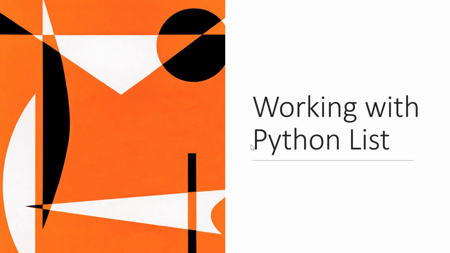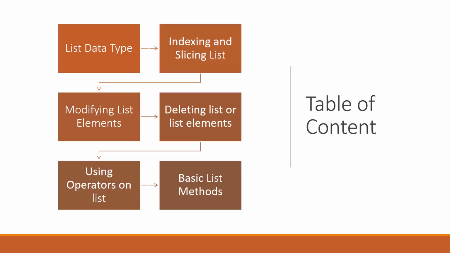In this video, we will understand how we can use the list data type in Python. So we start off this video by understanding what is list in Python. After this, we will discuss how we can implement indexing and slicing on list. Then we will understand how we can modify the elements of the list, and then we will also see how we can delete them. Next, we will discuss how we can use some common operators on list, and in the last we will discuss some of the built-in list methods that we can utilize for various operations.